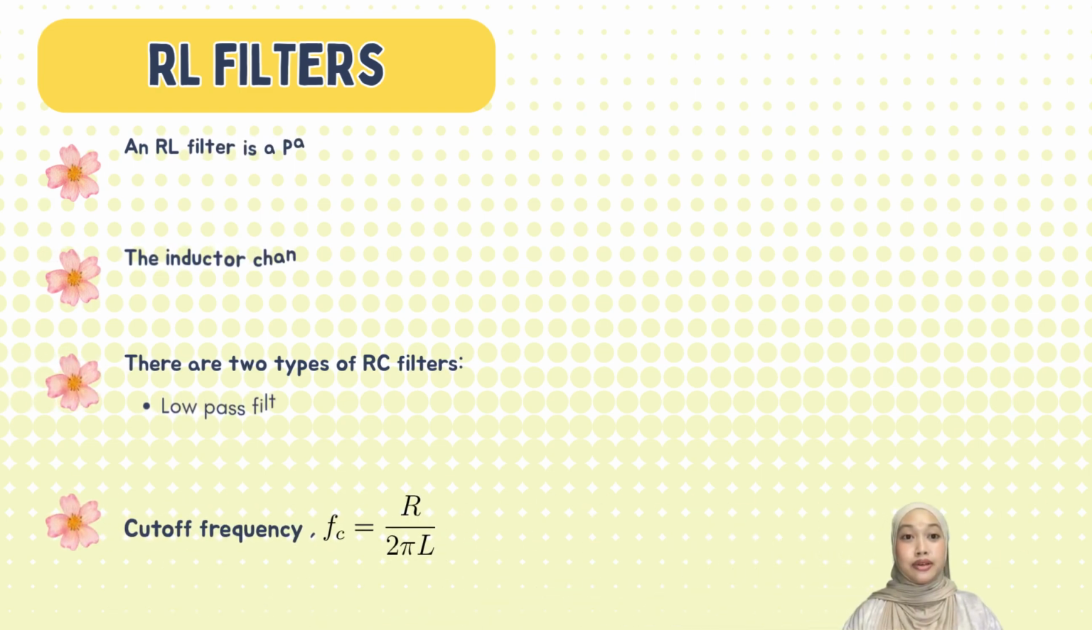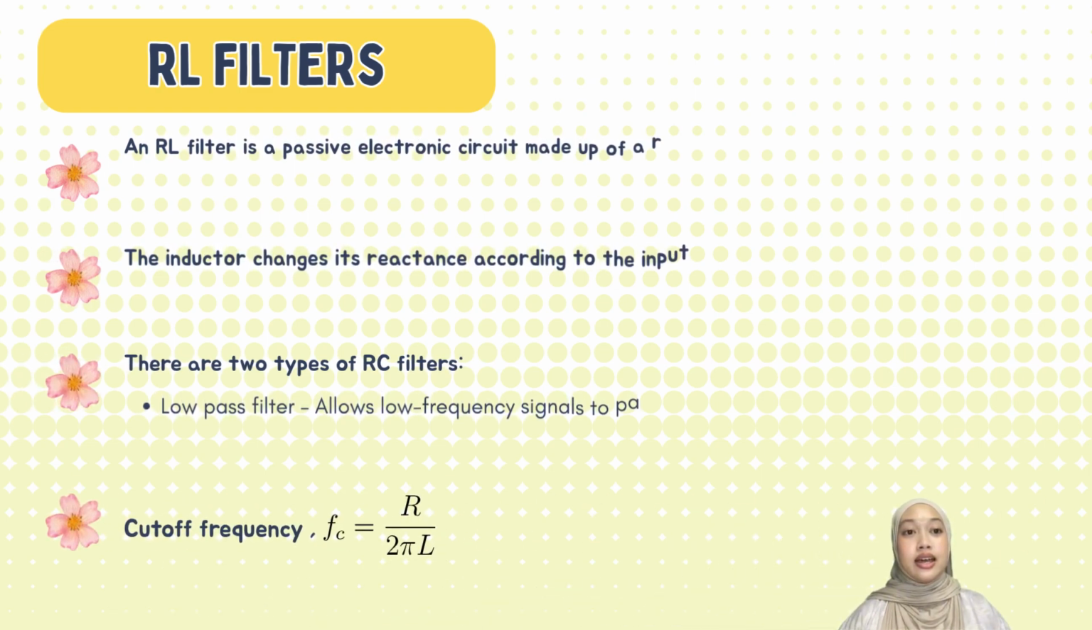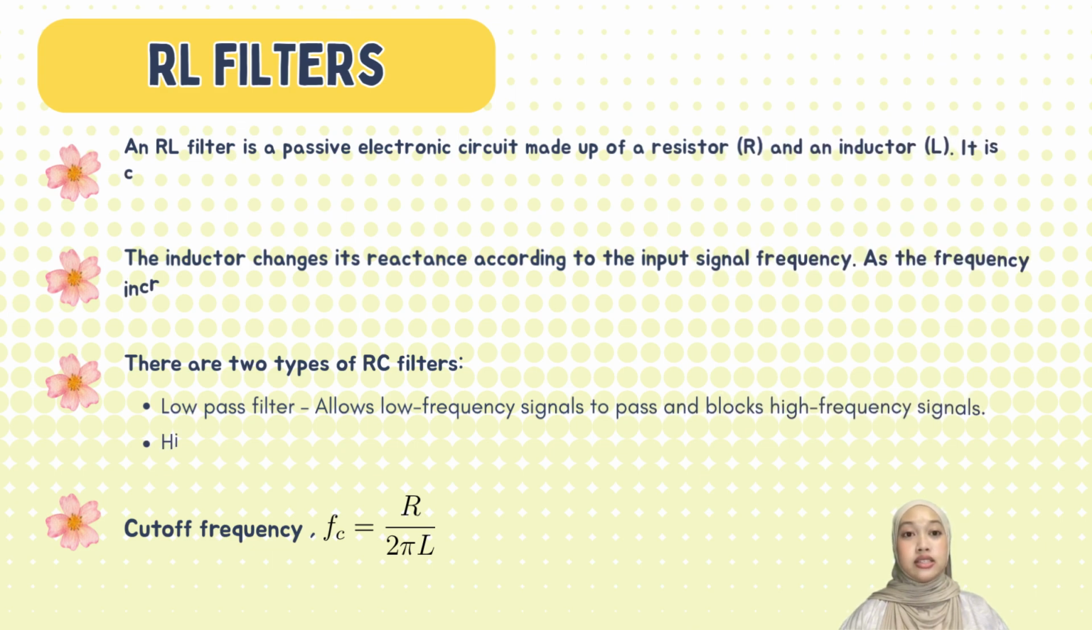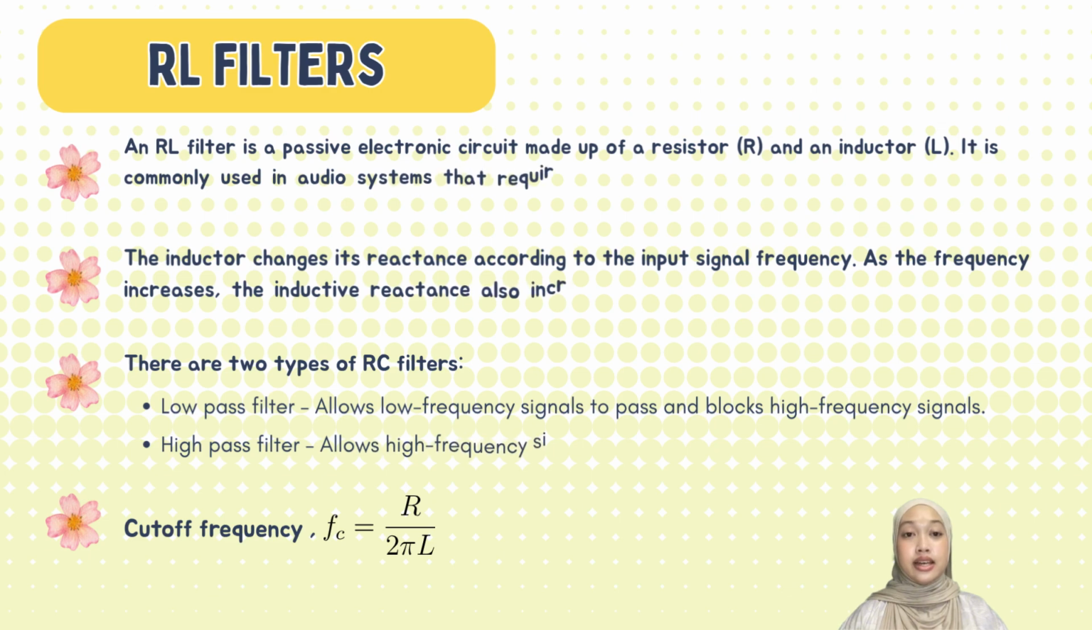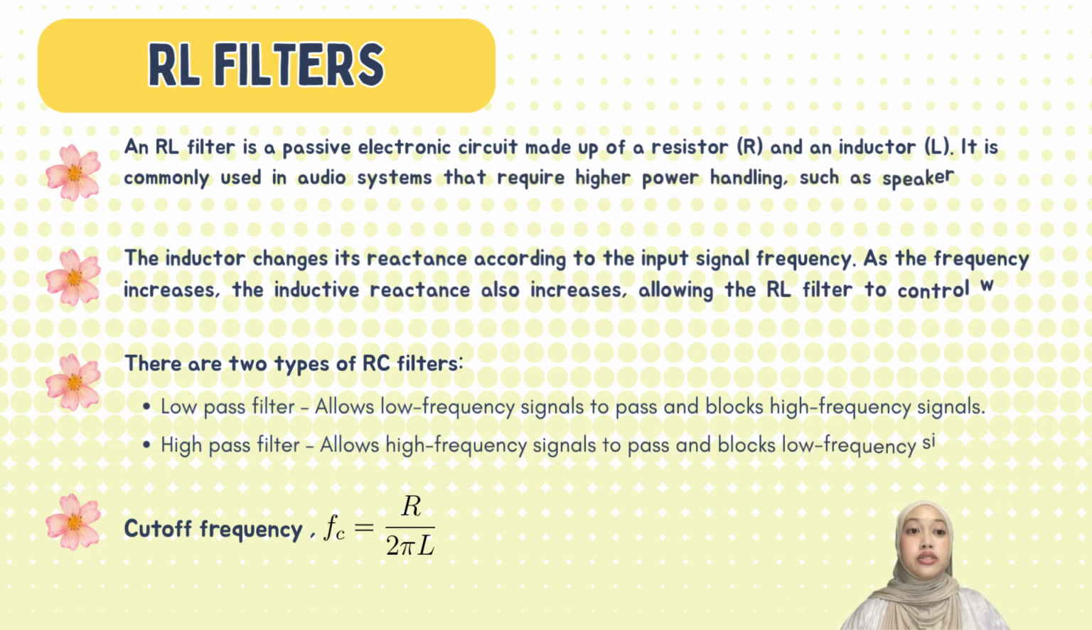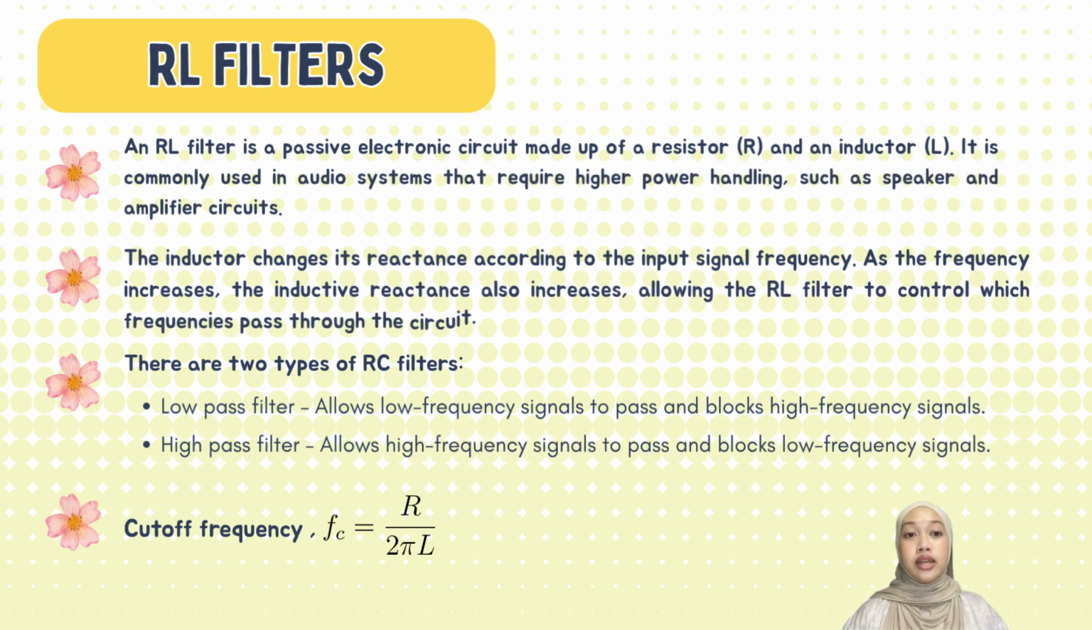Now, I will explain about the RL filters. An RL filter is a passive electronic circuit that is made up of a resistor and an inductor. It is commonly used in audio systems that require higher power handling, such as speaker and amplifier circuits. Apart from that, the inductor changes its reactance according to the input signal frequencies. As the frequency increases, the inductive reactance also increases, allowing the RL filter to control which frequencies pass through the circuit. So, the cutoff frequency is calculated by using R divided by 2 pi L.